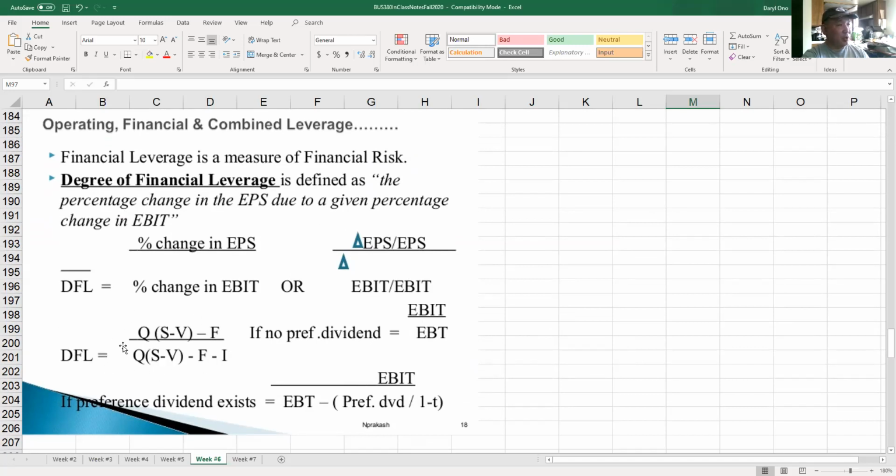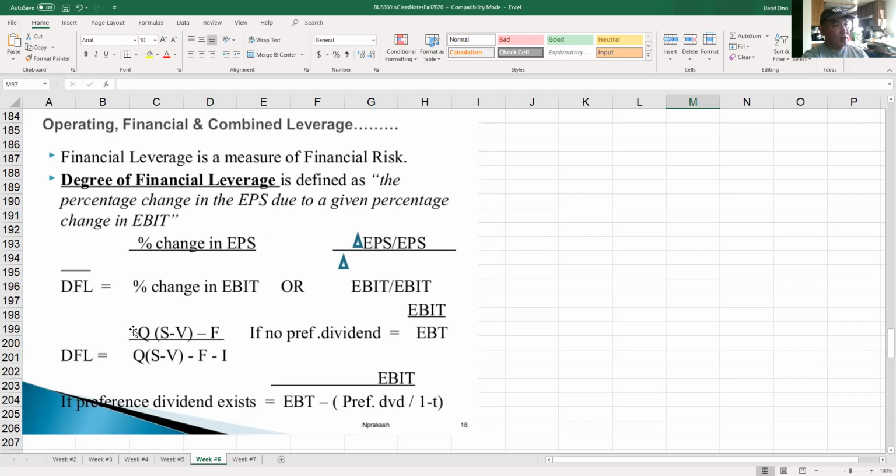This degree of financial leverage formula is good. This is going to be equal to the quantity sold, Q, times sales price per unit minus variable cost per unit, all of this minus your total fixed costs. And then the denominator: quantity sold times sales price per unit minus variable cost per unit, then you subtract out your fixed costs, then you subtract out your interest expense.